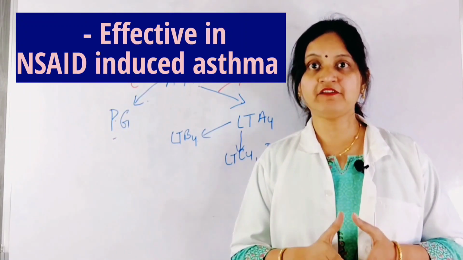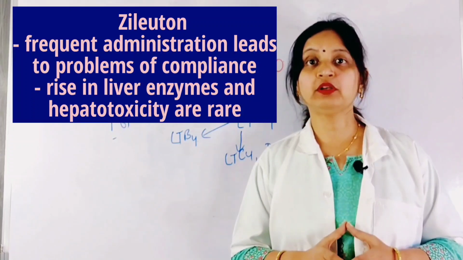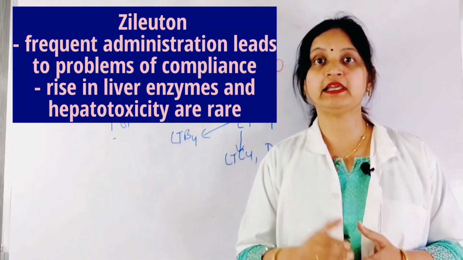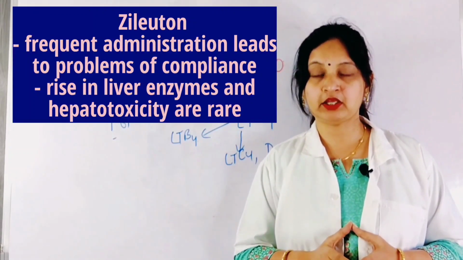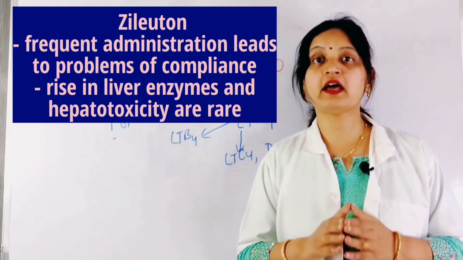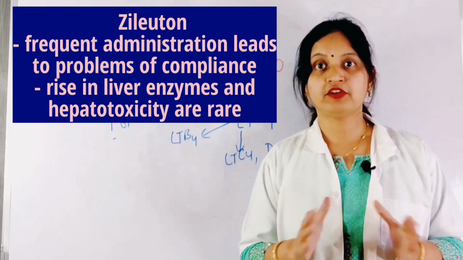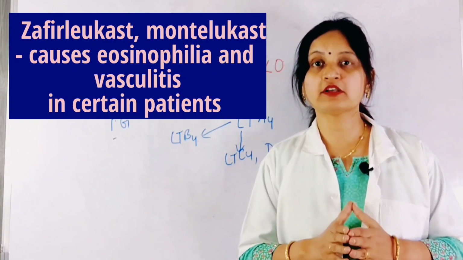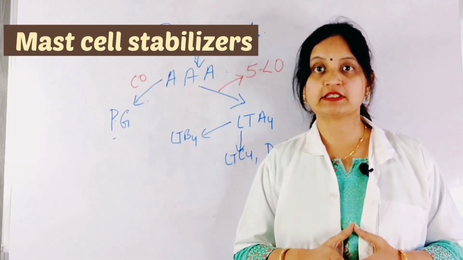In terms of side effects, the leukotriene inhibitors have minimal side effects. Zileuton has a shorter duration of action, therefore has to be given more frequently. This causes problems of compliance or adherence to therapy. Also, these drugs can cause a rise in liver enzymes and potential hepatotoxicity, which is very rare. Zafirlukast and montelukast can cause eosinophilia and vasculitis in certain patients.